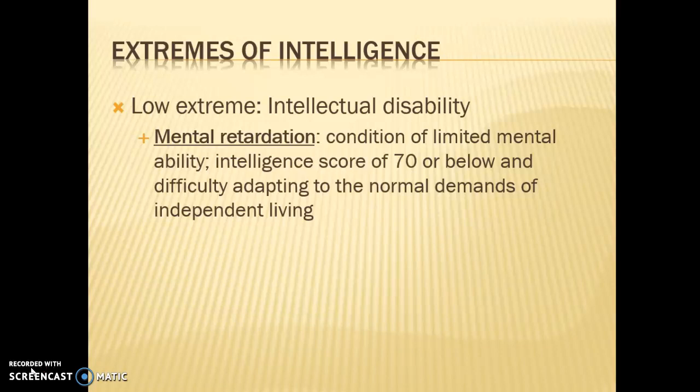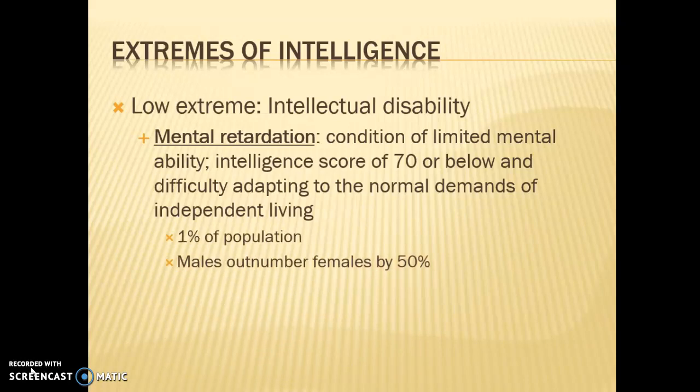your AP test. The low extreme, having a severe intellectual disability, is when people score 70 or below on an intelligence test, and they struggle with adapting to the quote-unquote normal demands of independent living. Typically speaking, we're talking about 1% of the population. Males are going to outnumber females by 50%. So in terms of the low disability side, you're going to see way more males than females.